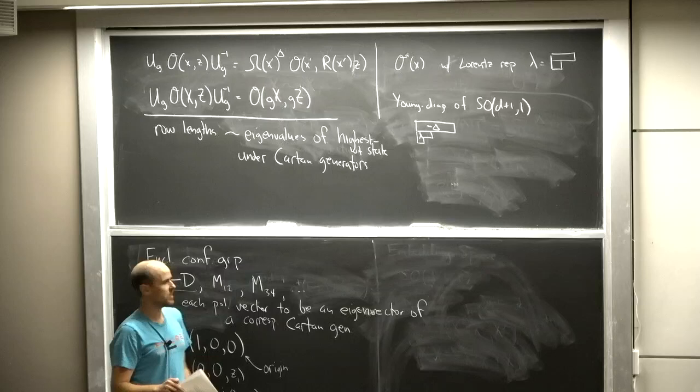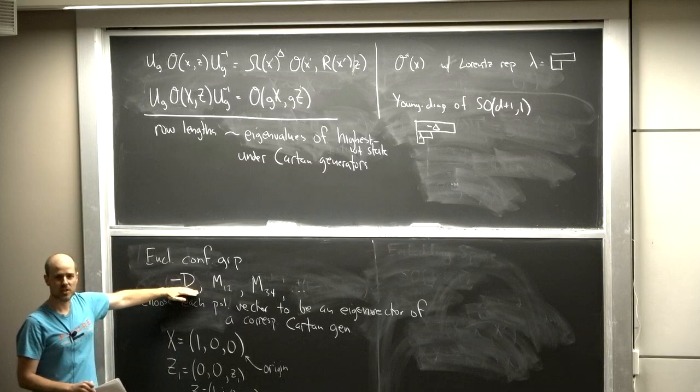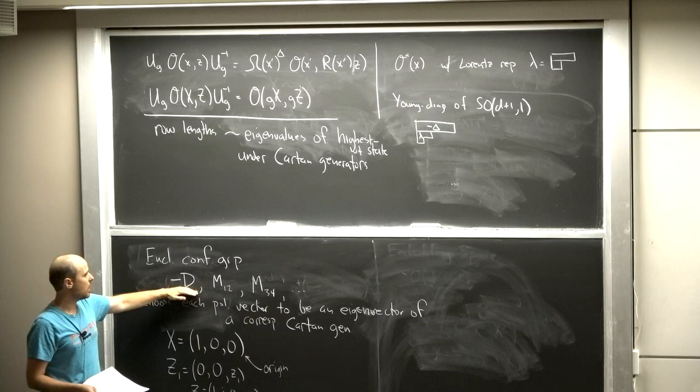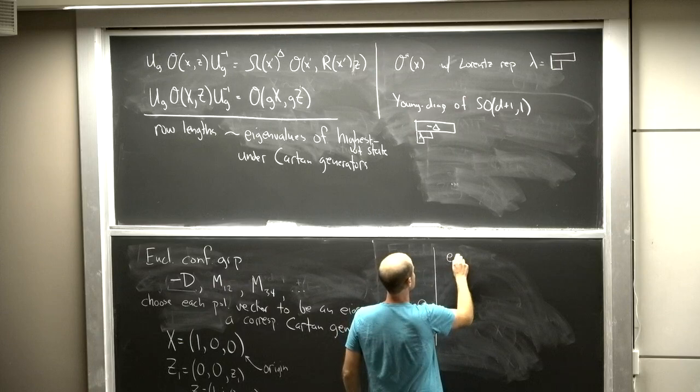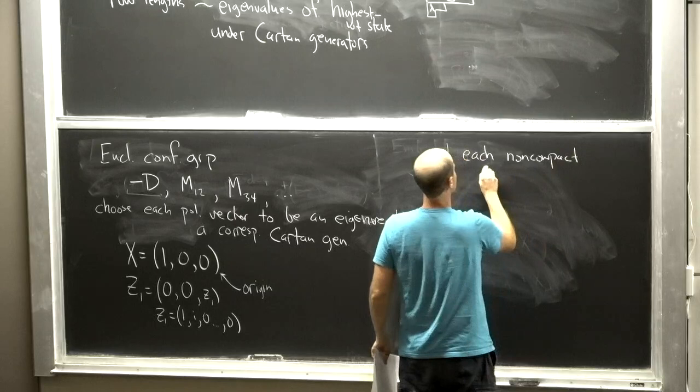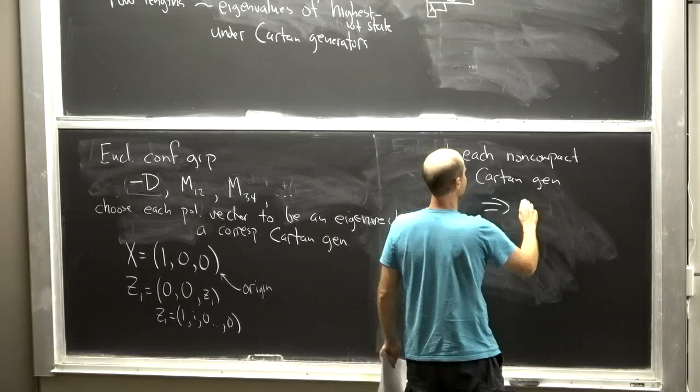Meanwhile, D is a non-compact Cartan generator. It generates a non-compact subalgebra of the conformal group, and therefore its eigenvalue doesn't have to be an integer. It can be whatever we want. And so that's the rule. The rule is that each non-compact Cartan generator can have a non-integral row length.